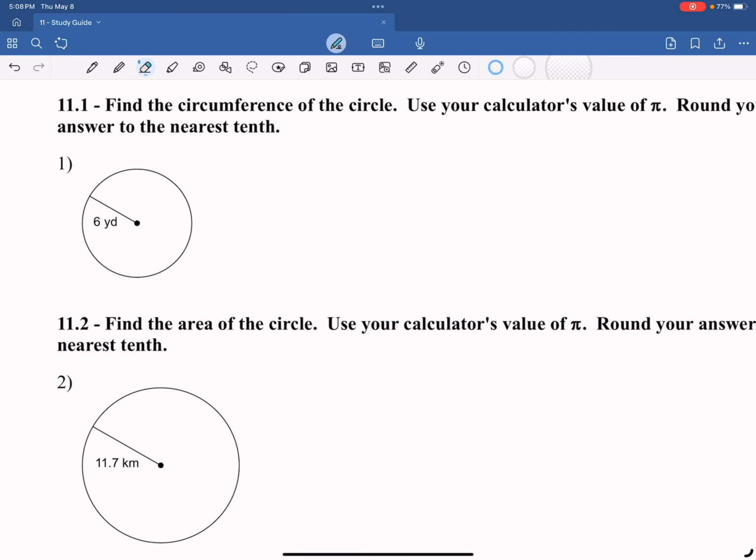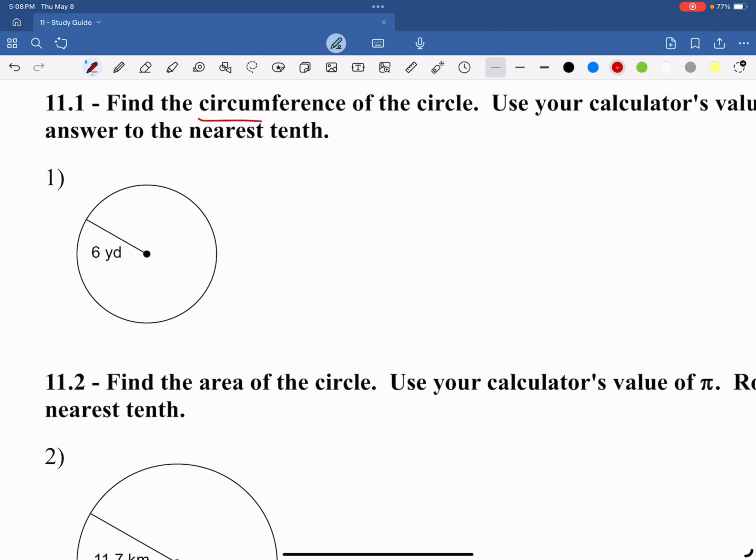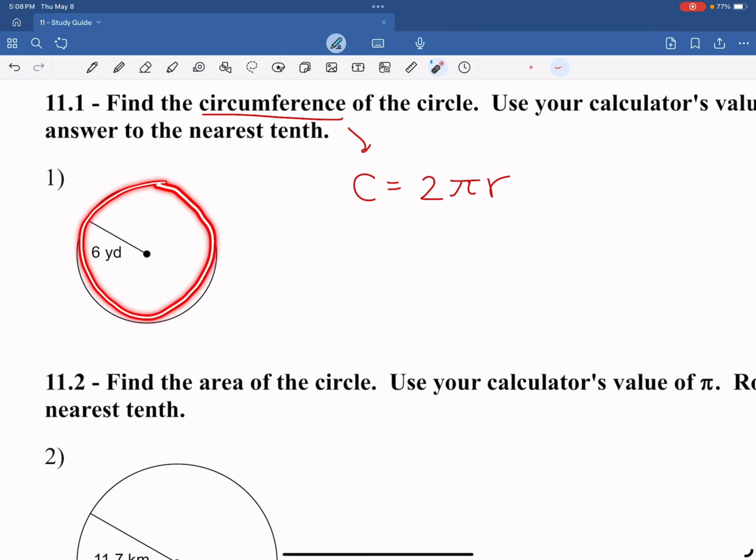Take circumference of a circle. Circumference is given by the formula C is equal to 2 pi r. That's basically the length around the entire circle. And so as long as you can identify what is what, in this case r is 6, well, you know that's going to just go straight into here.